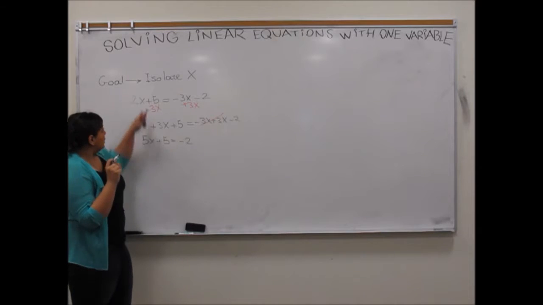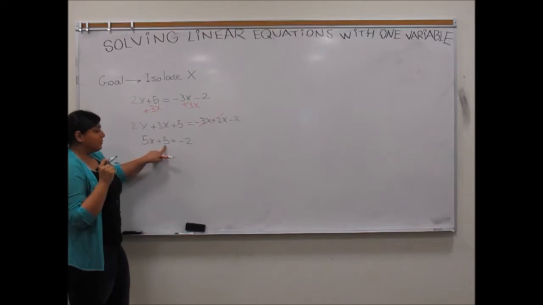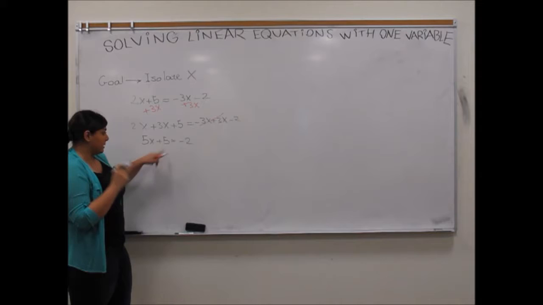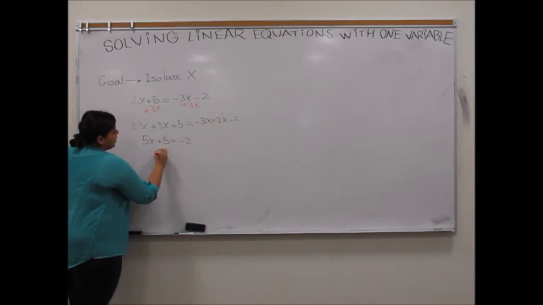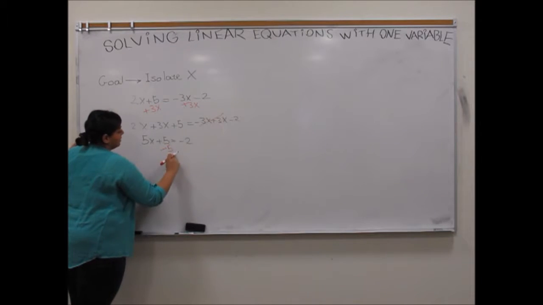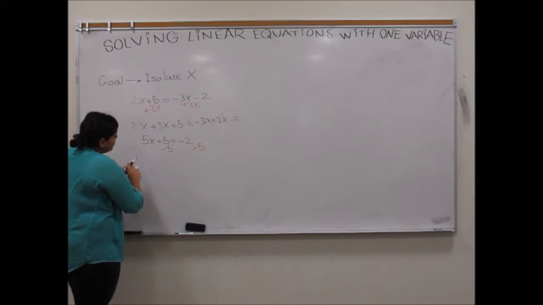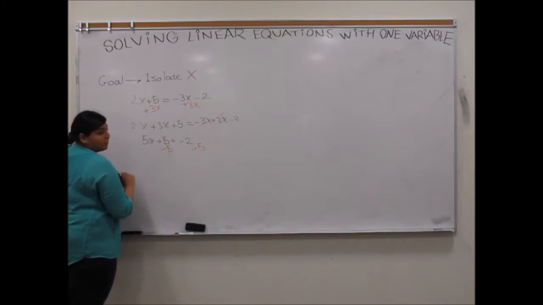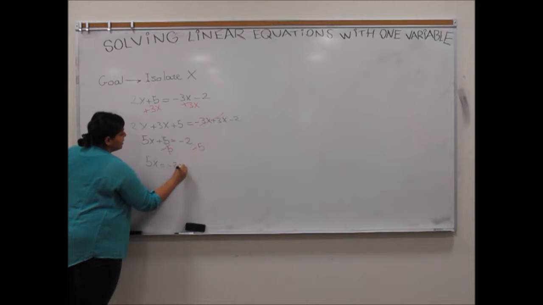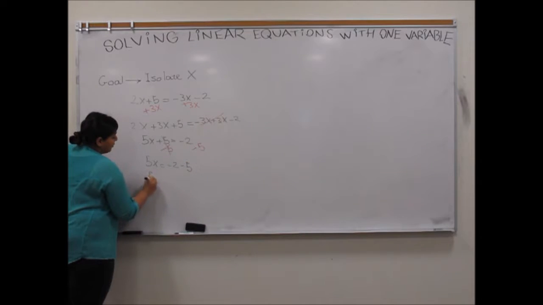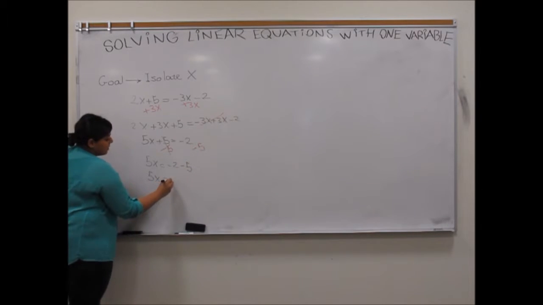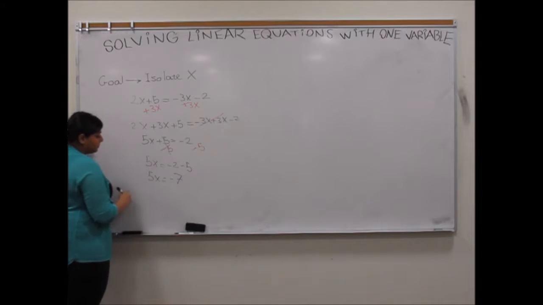So now, in order to isolate x, this 5 is bothering me. So I'm going to go ahead and subtract a 5 from both sides since it was positive. So now I'm going to add a negative 5. So this will cancel each other out. So 5x equals negative 2, negative 5. So 5x equals negative 7.